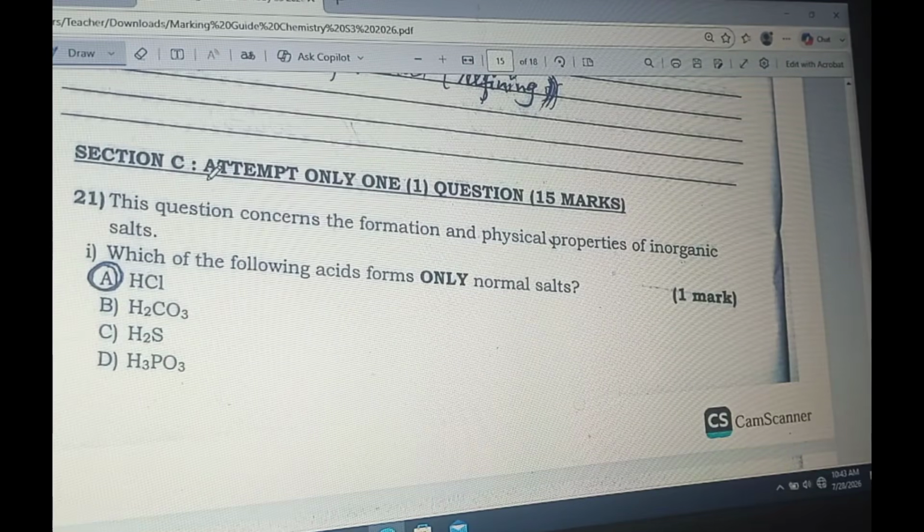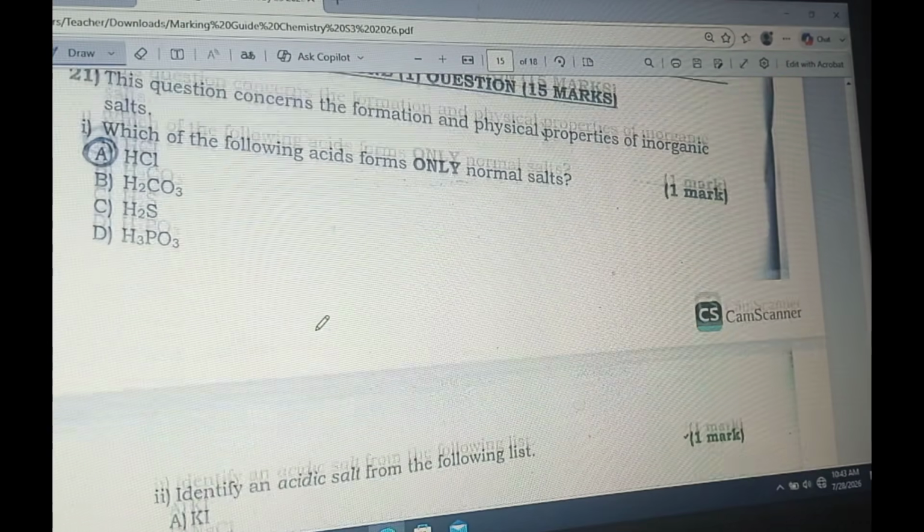Let's see section C. Attempt only one question. Question 21. This question concerns the formation and physical properties of inorganic salts. I. Which of the following acids forms only normal salt? This is A, hydrochloric acid or hydrogen chloride.